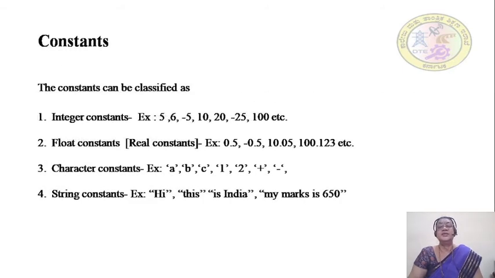Constants can be classified as integer constants, for example 5, 6, minus 5, 10, 100, etc. Float constants, for example 0.5, minus 0.5, 10.5, 100.1, etc. Next, character constants, for example 'A' within single quotes, 'B', '1', '2', '+' within single quotes, etc. String constants: "Hi" within double quotes, "this", "is India", "my marks is 650" within double quotes are examples of string constants.